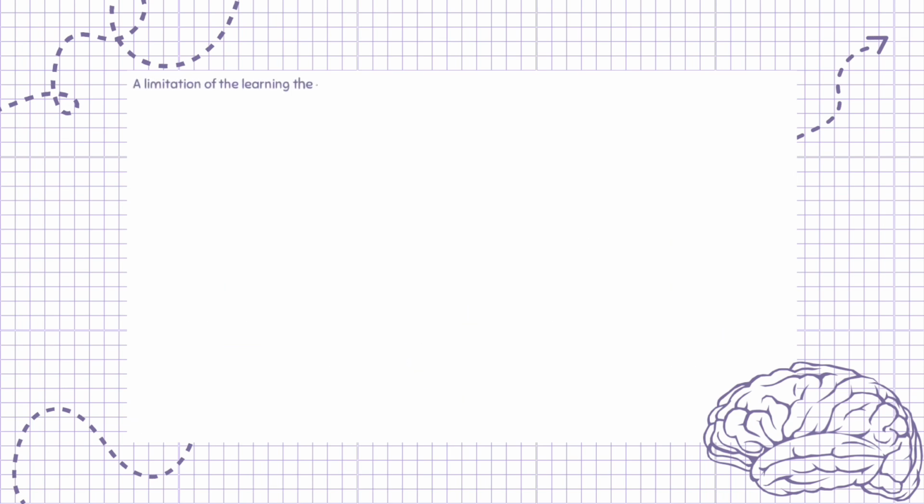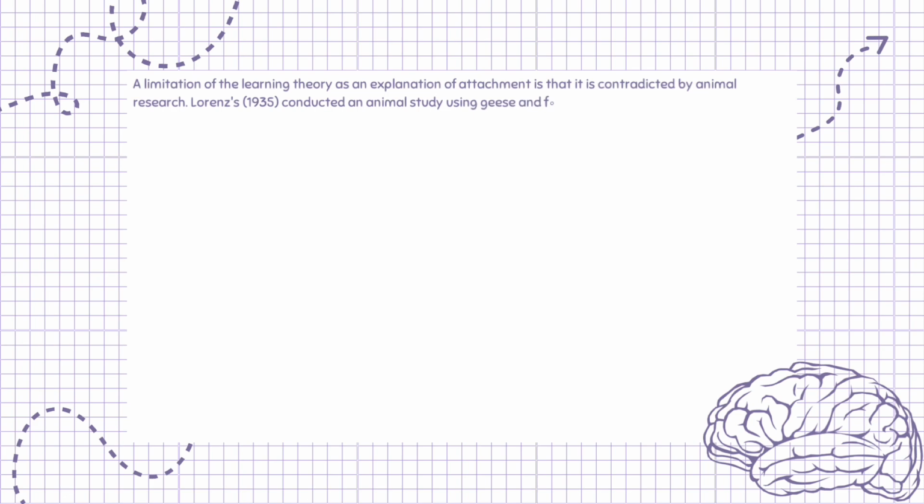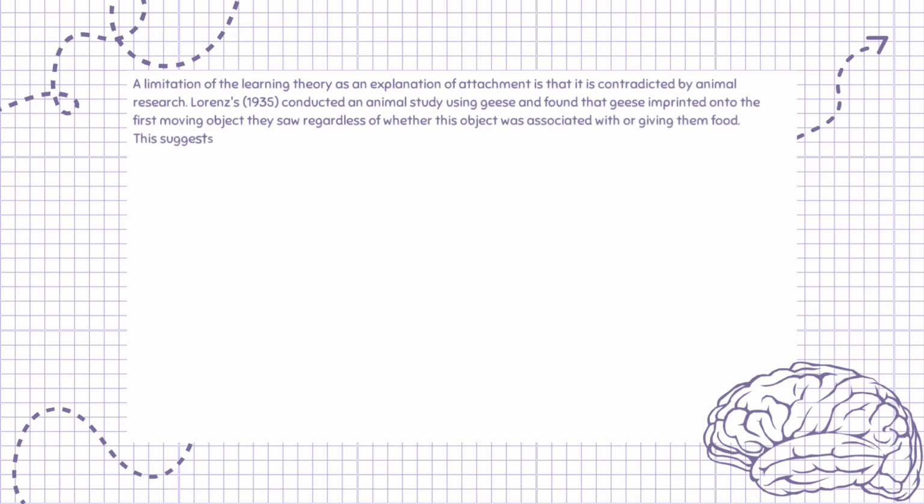A limitation of the learning theory as an explanation of attachment is that it is contradicted by animal research. Lorenz, 1935, conducted an animal study using geese and found that geese imprinted onto the first moving object they saw, regardless of whether this object was associated with or giving them food.